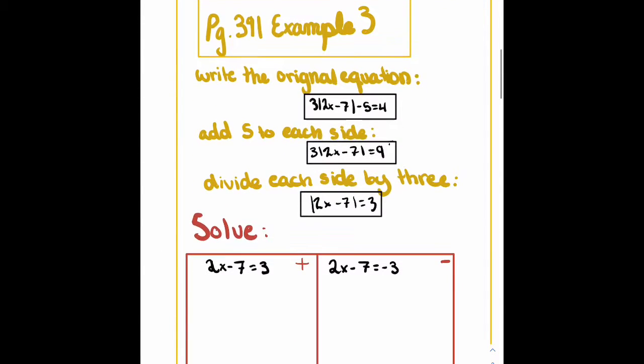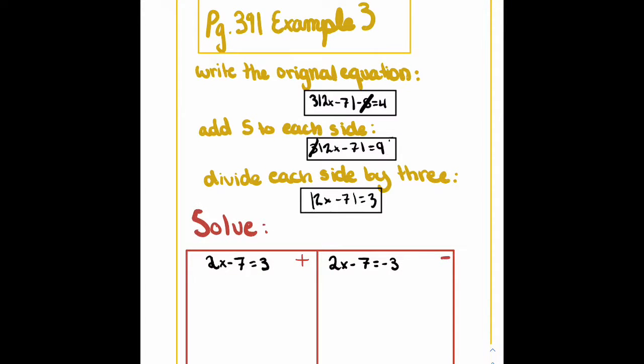If you go to page 391 and look at example 3, rewriting an absolute value equation. The first step is to write the original equation, which is fairly obvious, I would assume. You must, following the reverse order of PEMDAS, get rid of everything outside of the absolute value symbols. First thing you would do would be subtract 5 on both sides. You are left with 3 times the absolute value of 2x minus 7 equals 9. Divide by 3 on both sides, and you are left with the absolute value of 2x minus 7 equals 3.